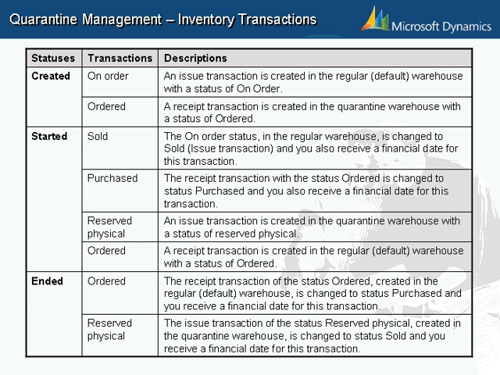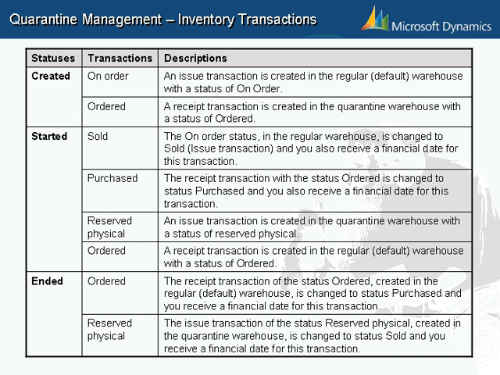If you remember, you automatically create a record in the quarantine order with packing slip or registration or location journal. This record gains the status started. So the on order status in the regular warehouse is changed to sold for the issue transaction, and you also receive a financial date for this transaction. So the inventory transaction issue status will be sold. Next, the receipt transaction with the status ordered is changed to status purchased, and you also receive a financial date for this transaction, and the inventory transaction receipt status will be purchased.